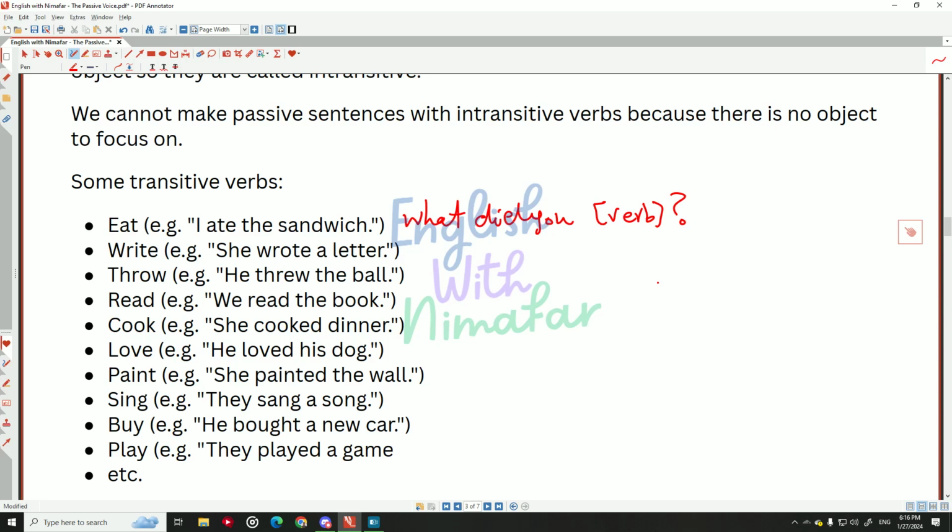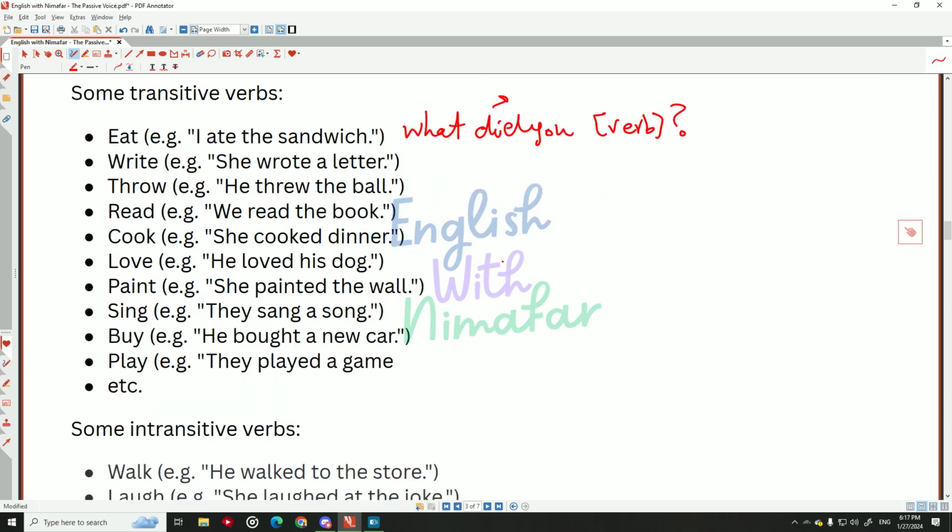She wrote a letter. What did she write? A letter. He threw the ball. What did he throw? The ball. We read, or read if it's past, the book. What did you read? The book. Cook again, loved again, painted, sang, past of sing, bought a new car, played a game, and so on.